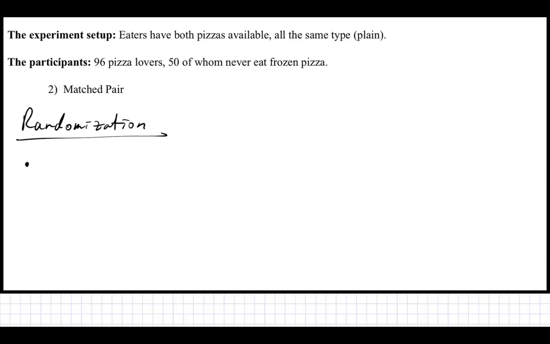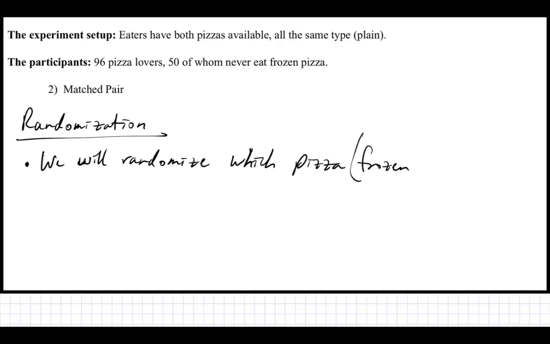So let's explain that. We will randomize which pizza, frozen versus pizza shop, subjects eat first. Okay. How would we do that?